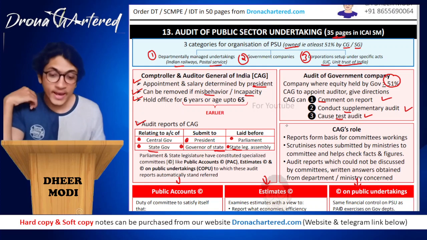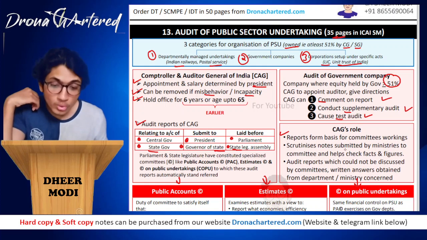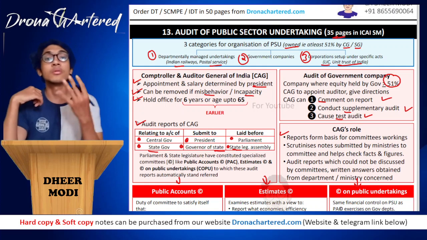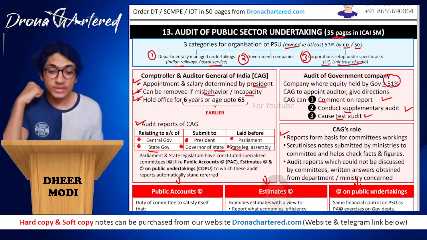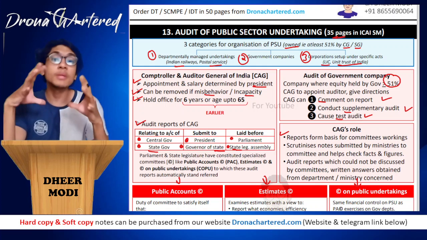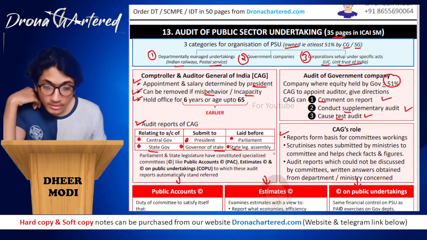Now, what is CAG's role? CAG's role is that reports form the basis for committee working. So whichever reports he makes, these will form the base. These will be the basis on which the committee works. These are the three committees that we were talking about.